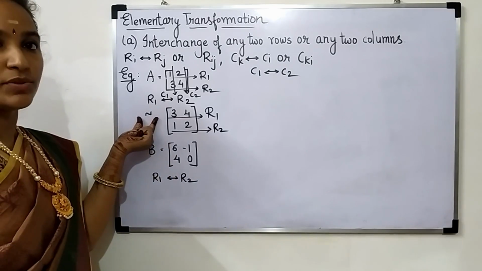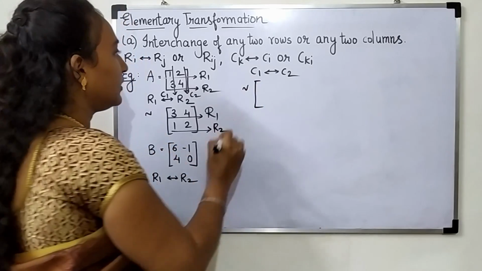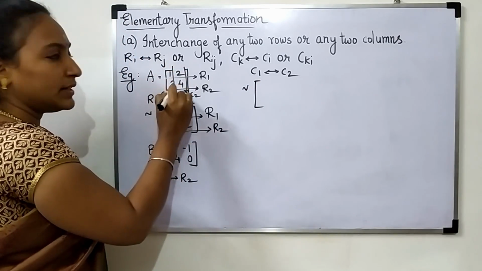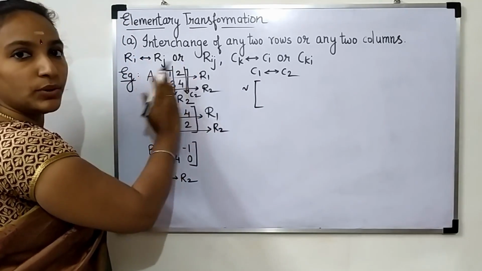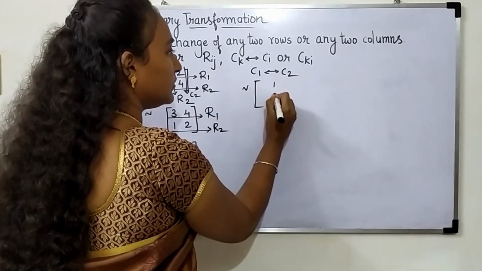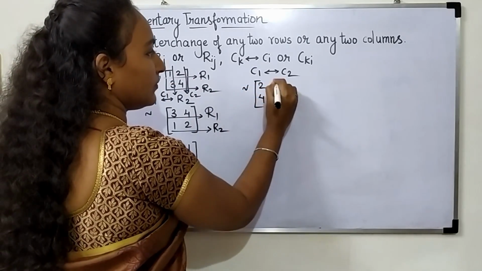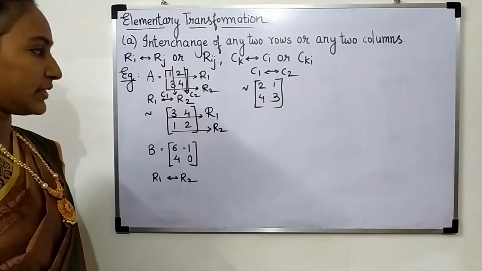So we introduce this symbol. This is column number 1 and this is column number 2. We are going to interchange this. So 1, 3 will go to 2, 4 and 2, 4 will go to 1, 3. This is your new matrix.